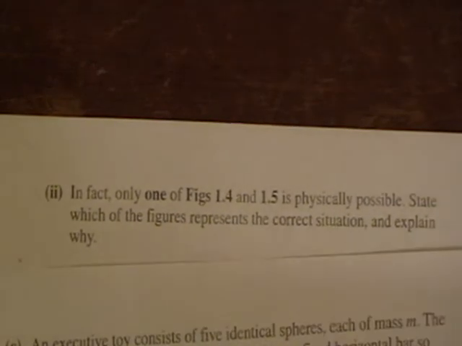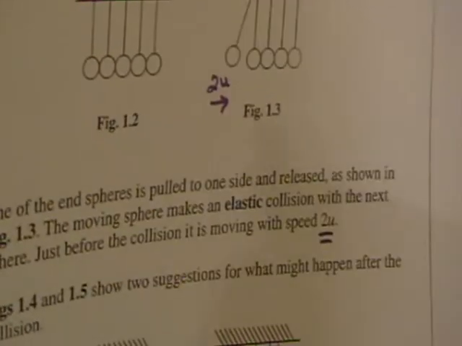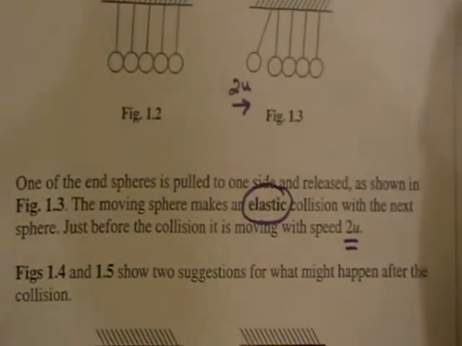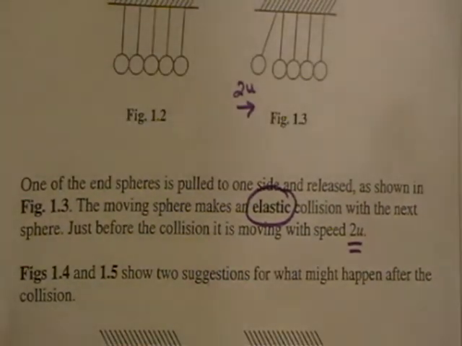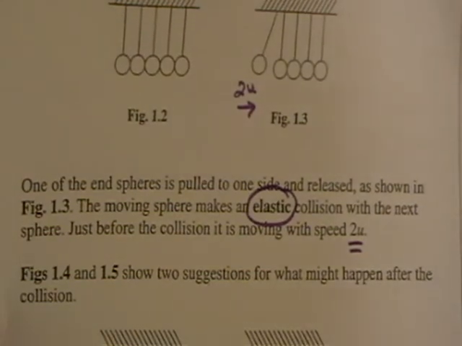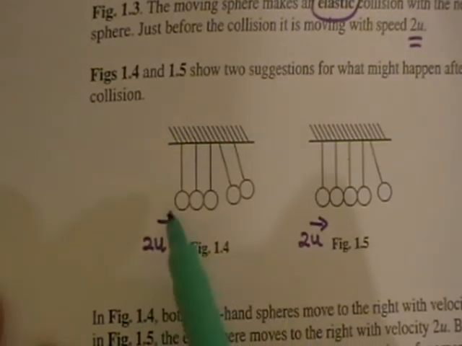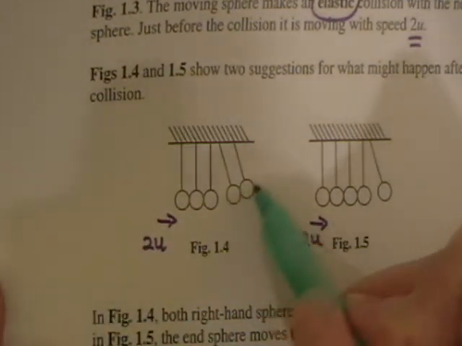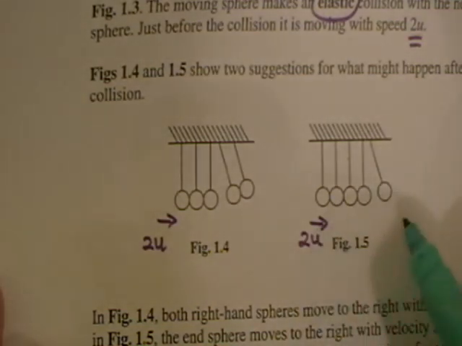In fact, only one of figure 1.4 or 1.5 is physically possible. State which of the figures represents the correct situation and explain why. Now, the way to do that is to read through the first bit of information, and there's what you need to look at there, an elastic collision. That means the kinetic energy before and afterwards is conserved, and so that's what you have to look at. You have to look at the kinetic energy of this single sphere here and compare it to the kinetic energy of these two spheres here, and do the same here and here.